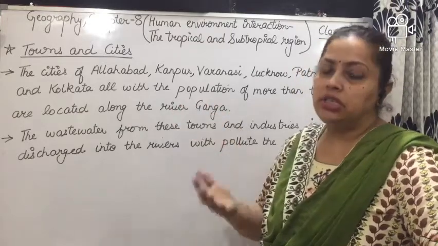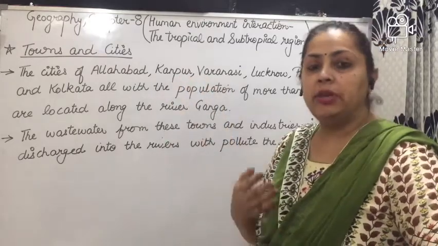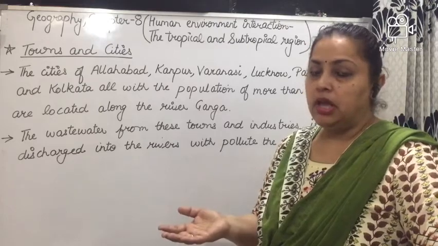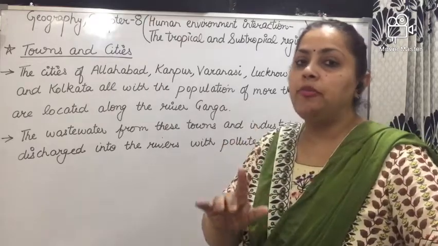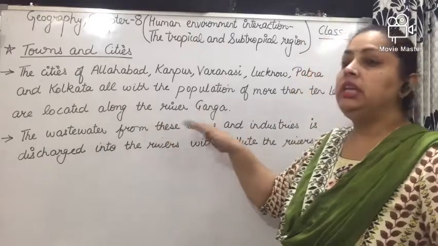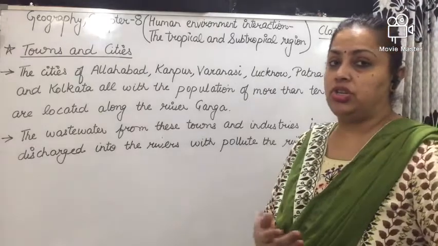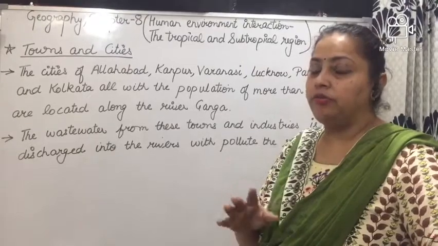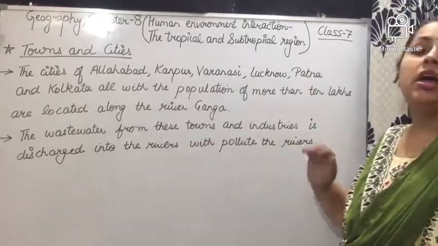Sometimes it is a positive point that such large towns and cities have developed along these rivers, but sometimes some negative points are also there. One negative point is that the waste water from these towns and the industries is discharged into the river Ganga and some other tributaries of Ganga, which pollutes the rivers.